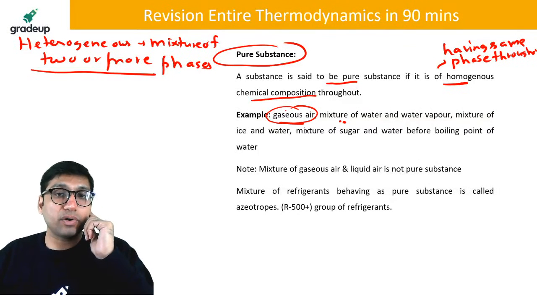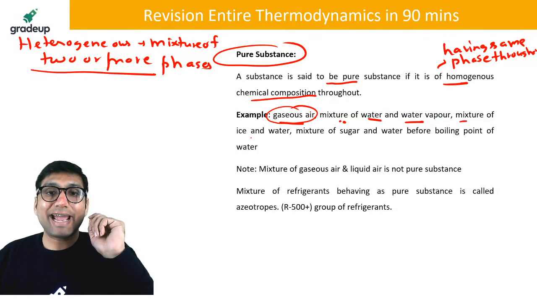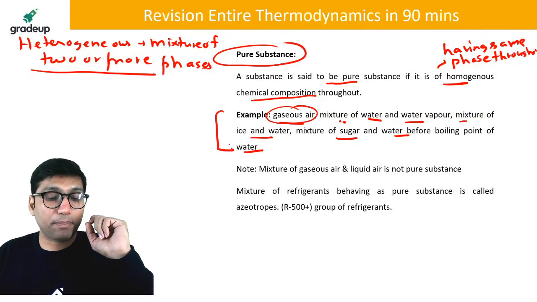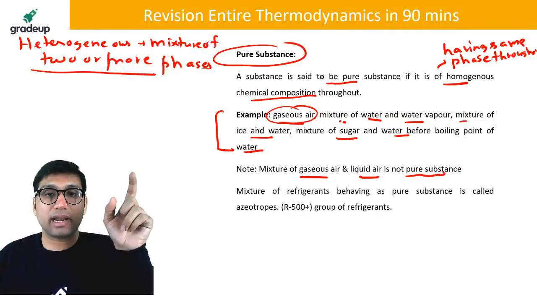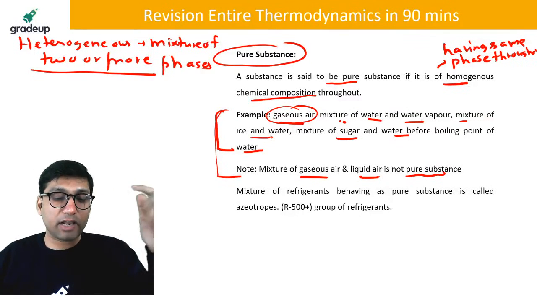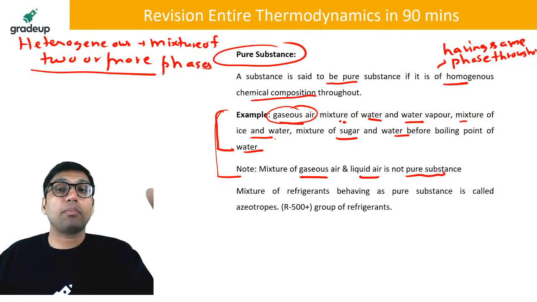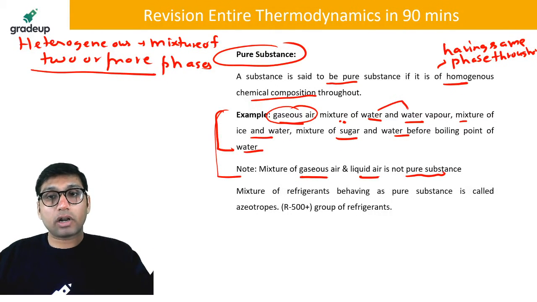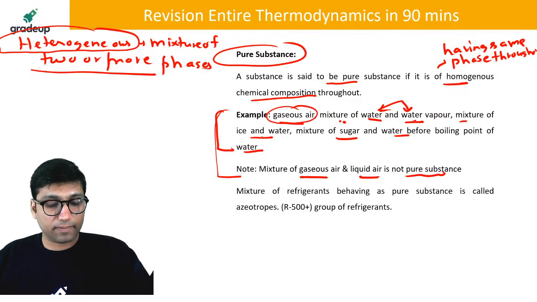Homogeneous system, which is a pure substance. Mixture of water and water vapor, mixture of ice and water, mixture of sugar and water before the boiling point of water. They all are examples of pure substance. But a mixture of gaseous and liquid air is not a pure substance. That is a very important thing. Gaseous and liquid air is not considered to be a pure substance. Both are heterogeneous, but they are not called pure substance. But a mixture of water and water vapor is also heterogeneous. Even a heterogeneous mixture can be a pure substance, like water and water vapor and ice and water.